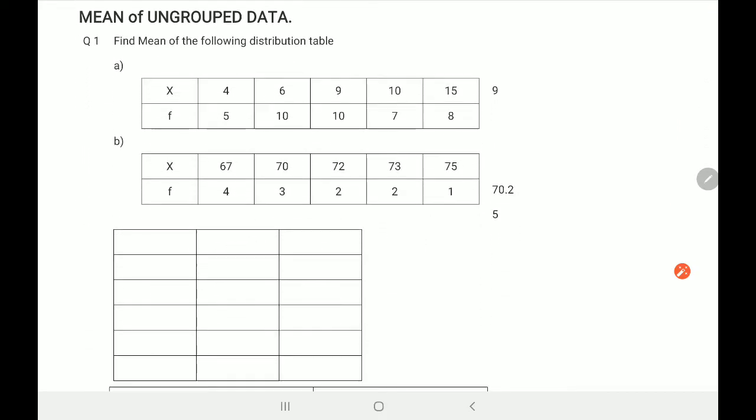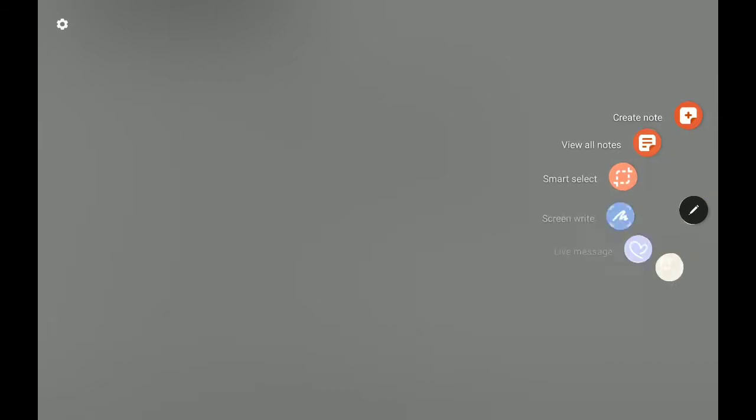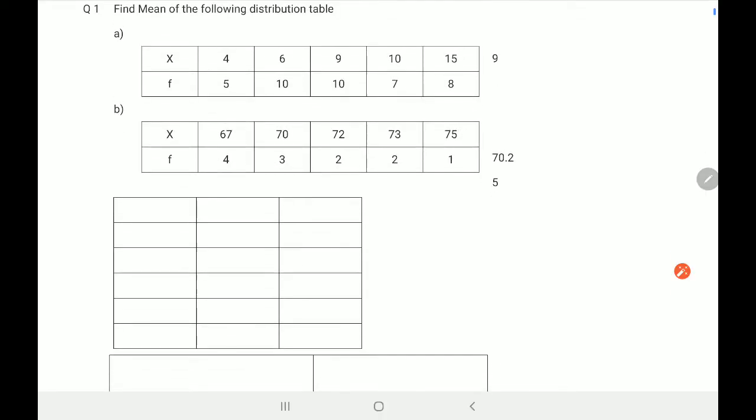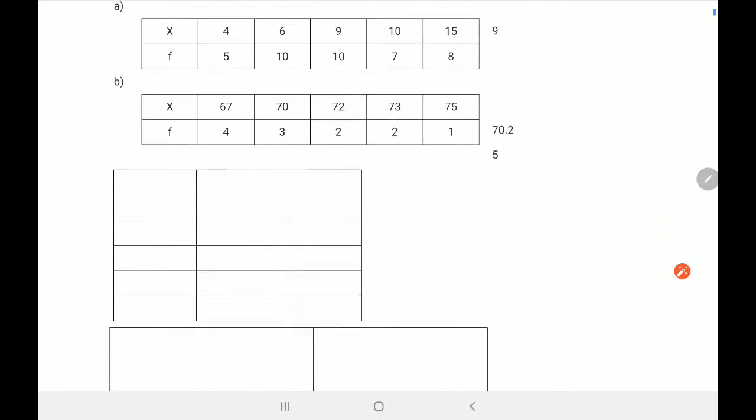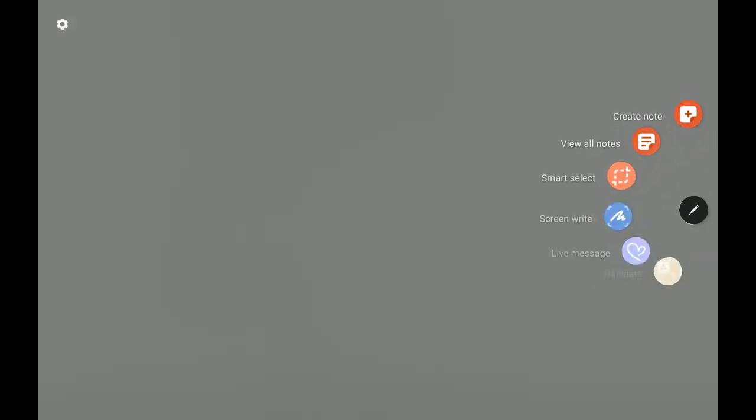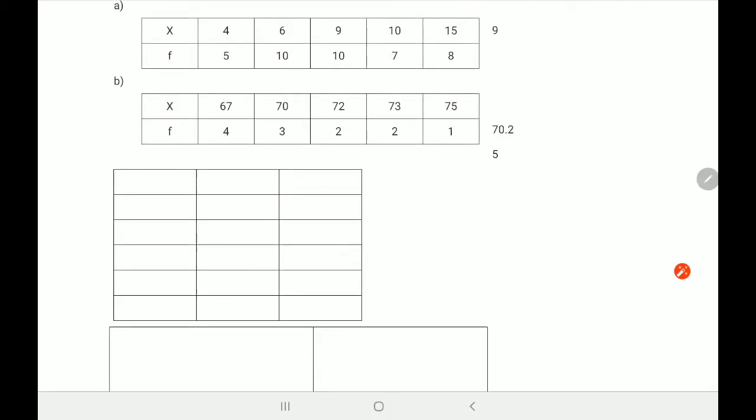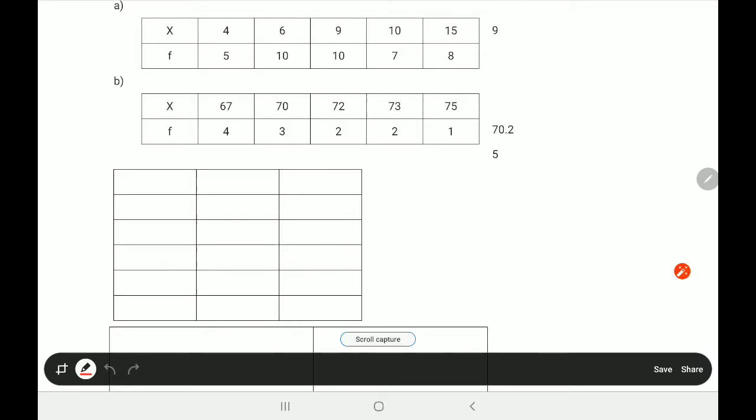Let us understand first of all mean. This is the revision of your 9th standard part. Mean of grouped data. When we have got something like this, how do we find the mean? It's an easy and simple content. I'll just help you in solving it. You may remember it. Okay.